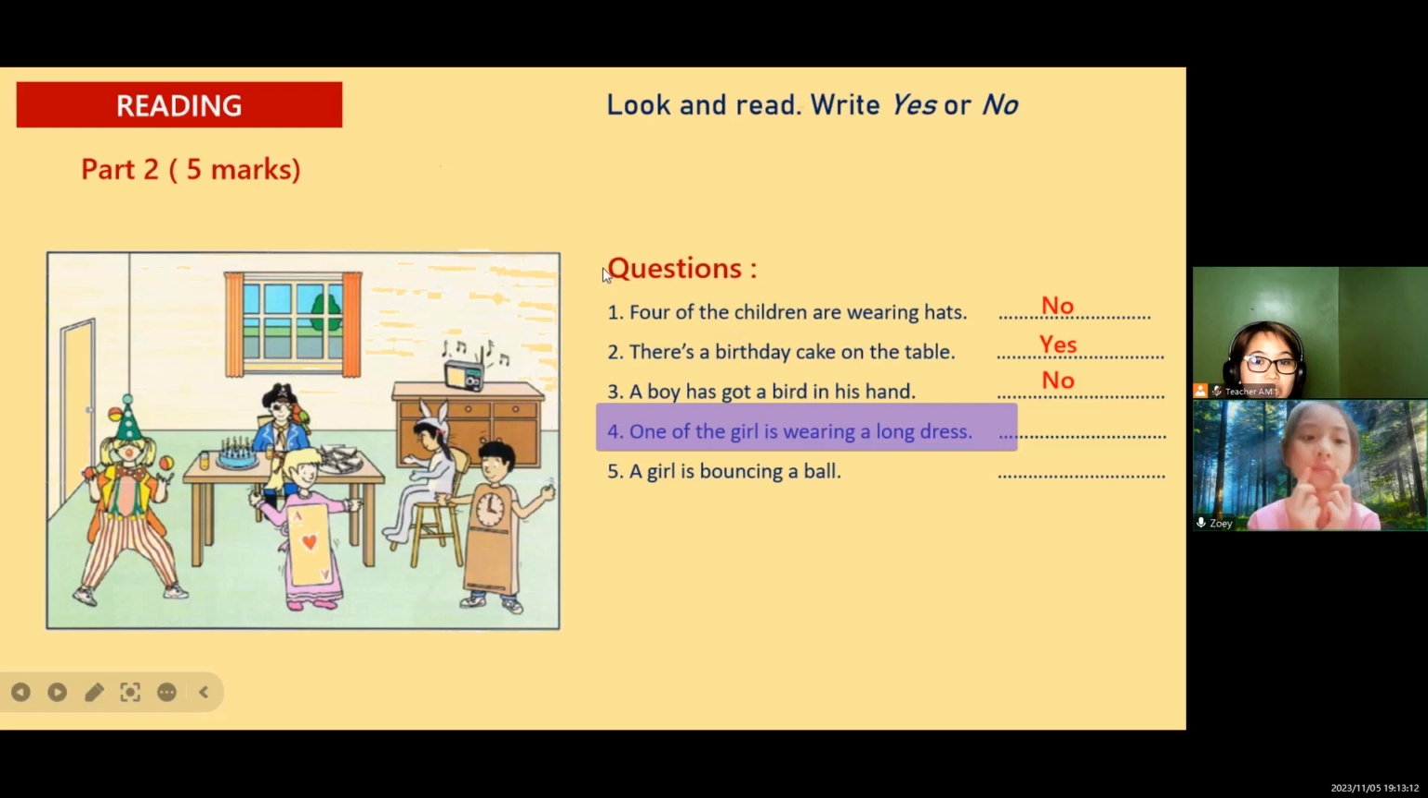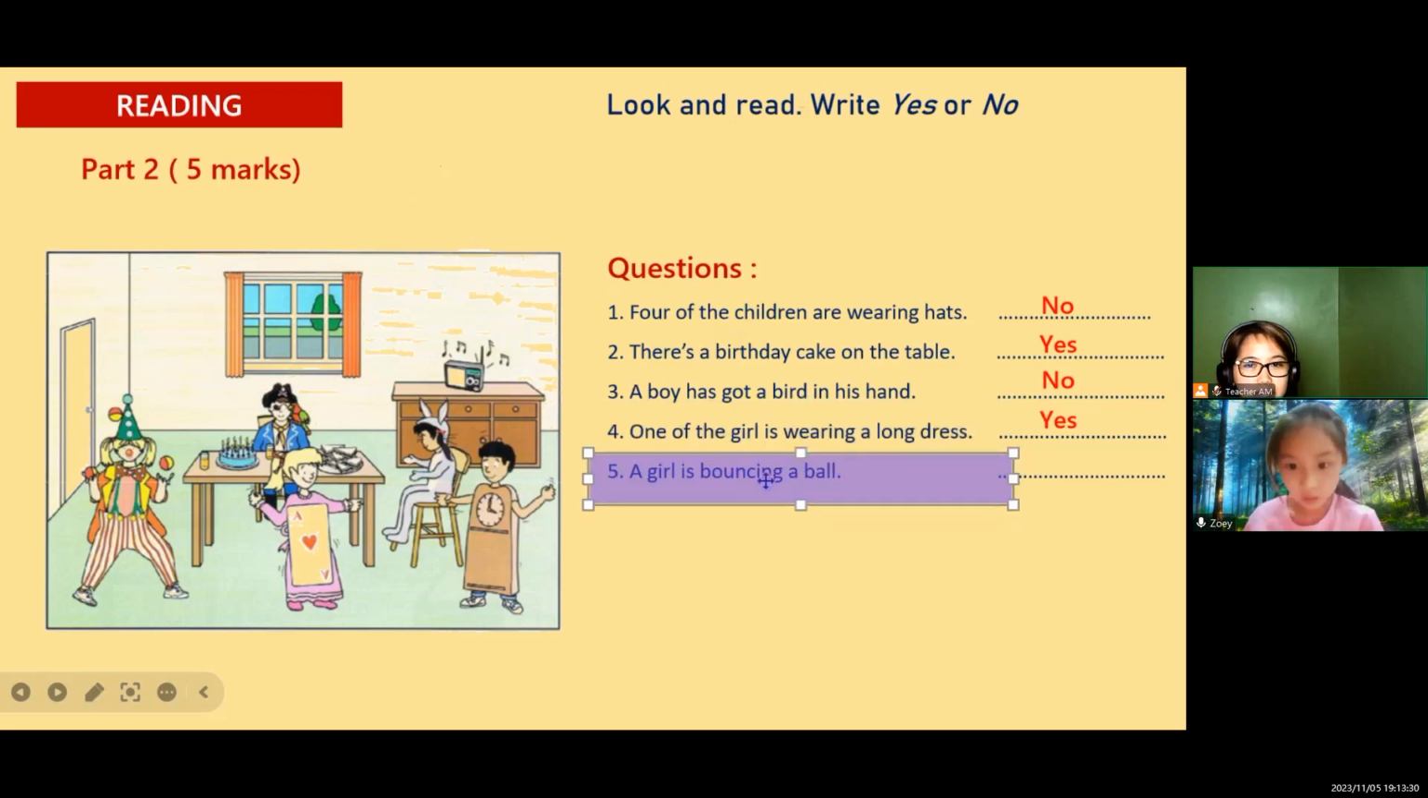One of the girls is wearing a long dress. Yes. Okay. Now, what about number five? A girl is bouncing a ball.